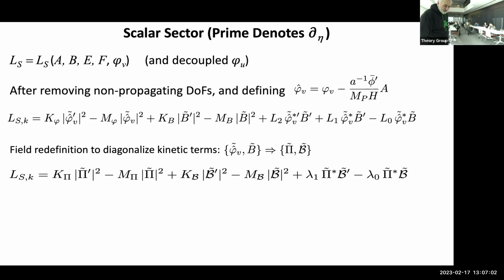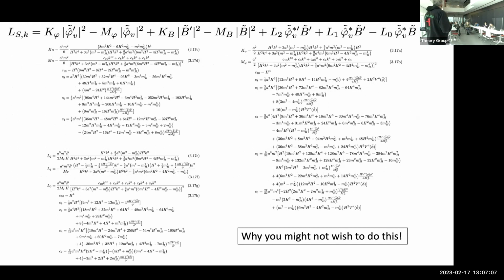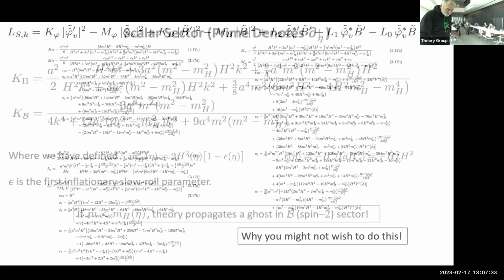But maybe it's not so simple. You can't read these. I can't read them from up here, so maybe you can't read it. These are the results for KB, MB, and L2, L1, L0, things like that. So there's a lot of terms that enter. So this is why you have a graduate student on this part. I don't want to do the numerical calculation there.